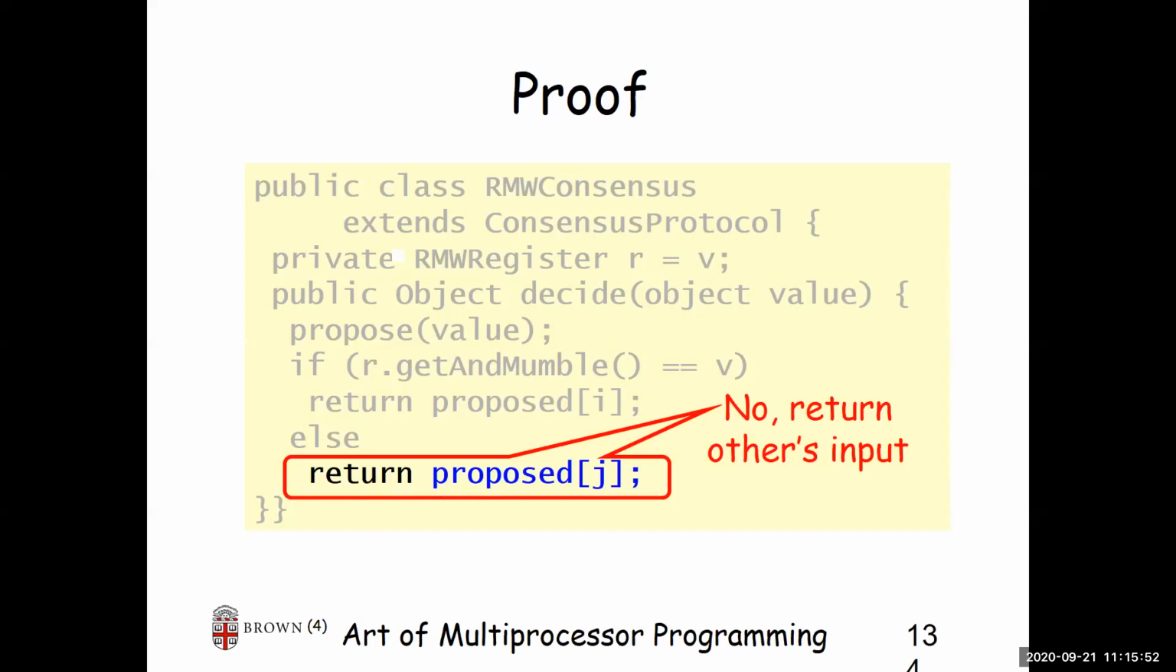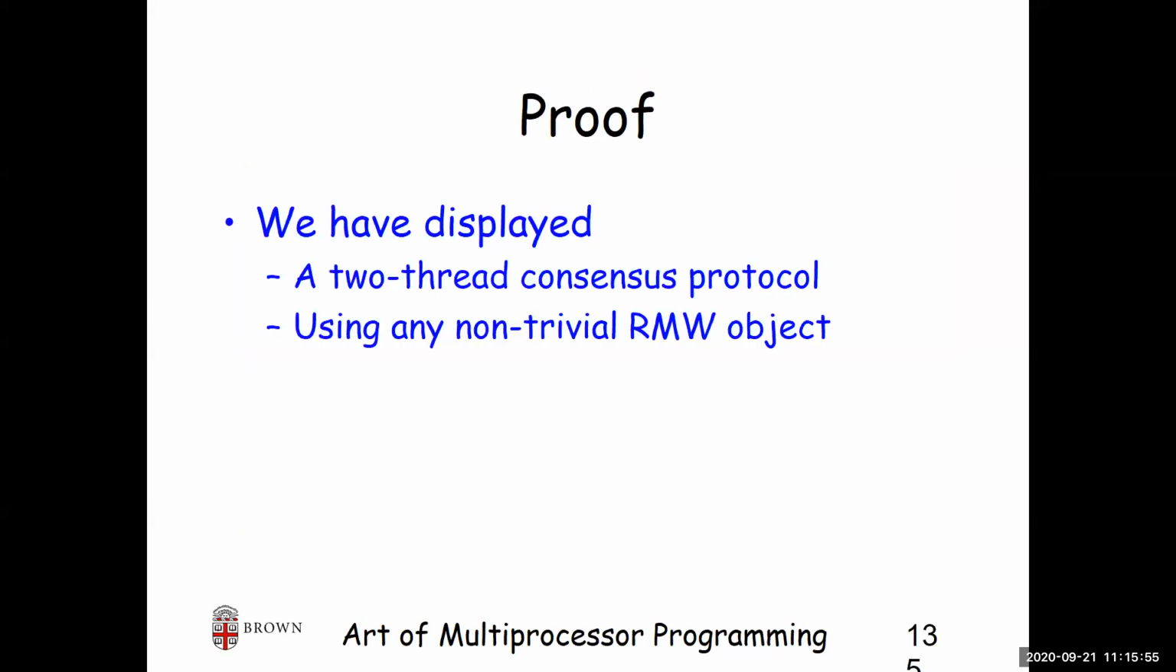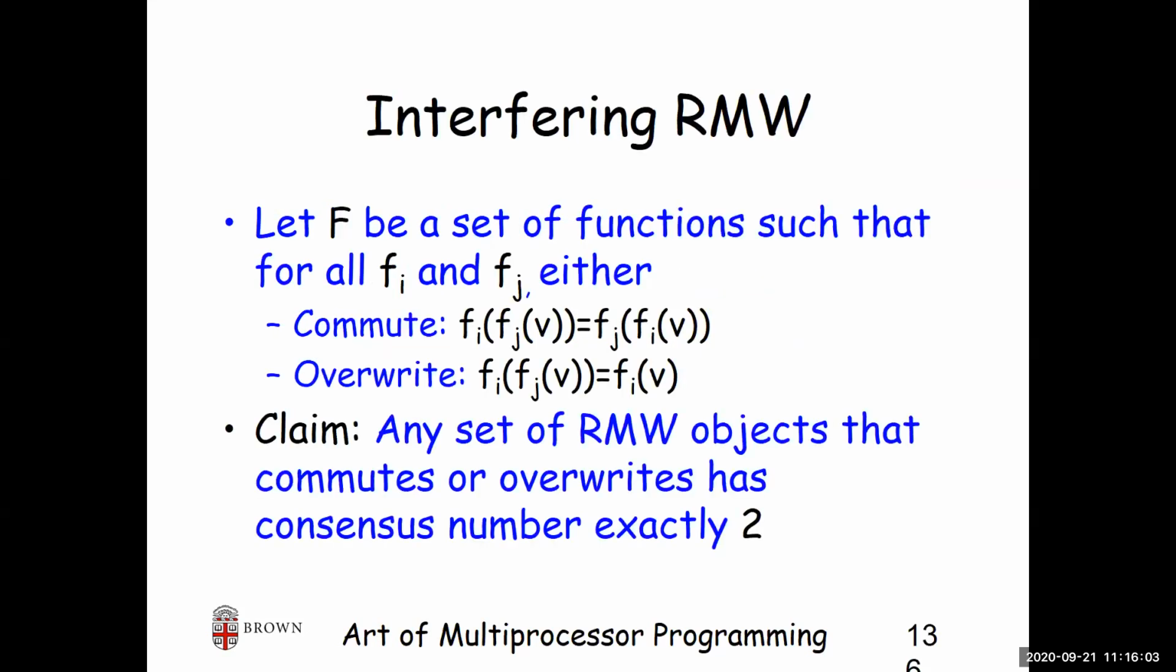So we have displayed that a 2-thread consensus protocol using any non-trivial RMW object is possible.